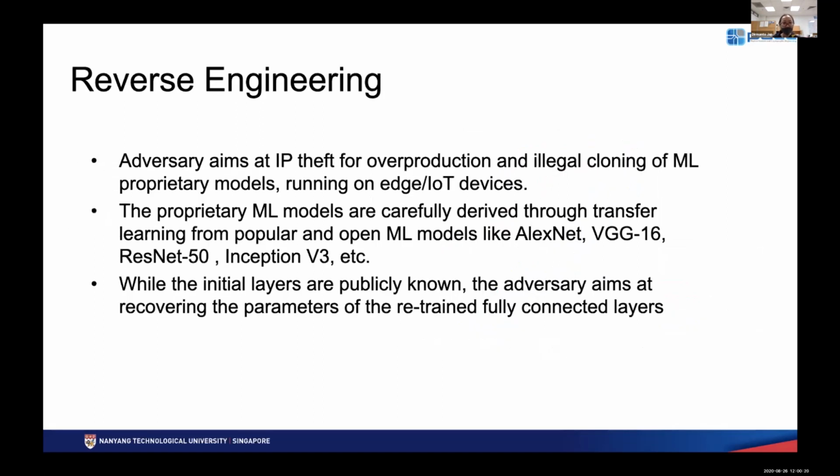So next, I will go to reverse engineering. As Dirmanto mentioned, we assume the adversary aims at IP theft for overproduction and illegal cloning of machine learning proprietary models, normally running on edge or IoT devices. We assume the machine learning models are carefully derived through transfer learning from popular and open machine learning models. So the first few layers of the machine learning model are publicly known to the adversary. And the goal of the adversary is to recover the later layers' parameters.